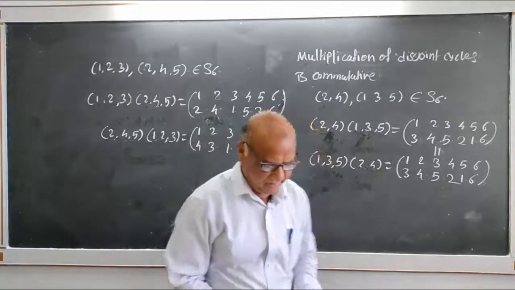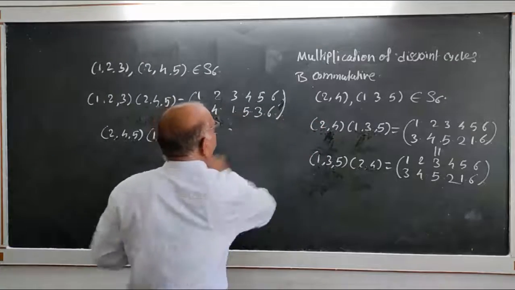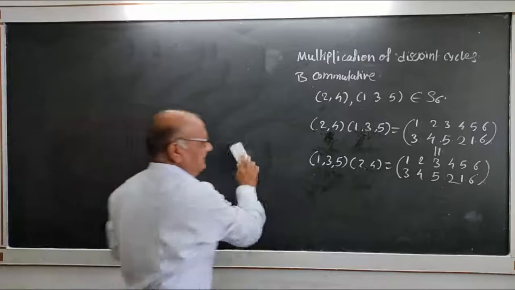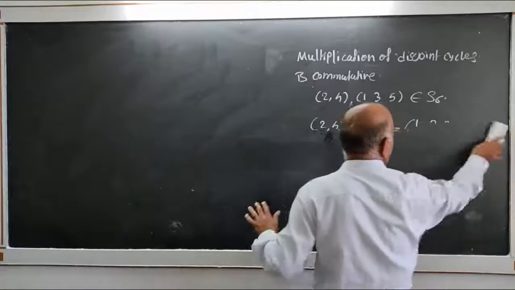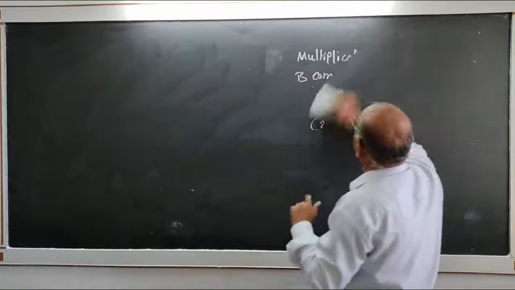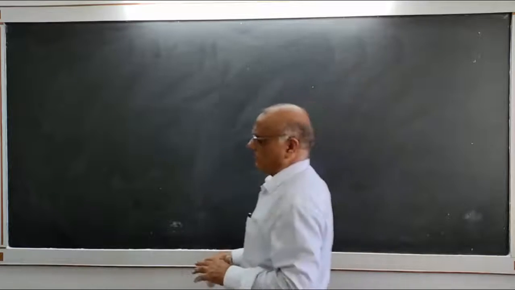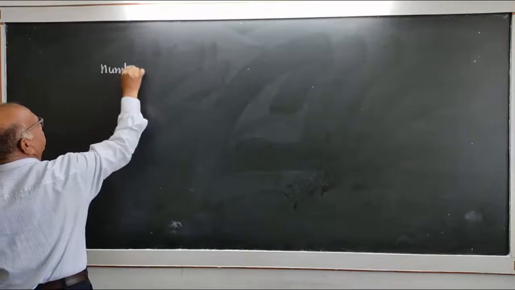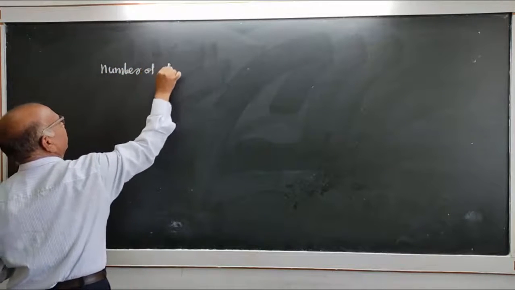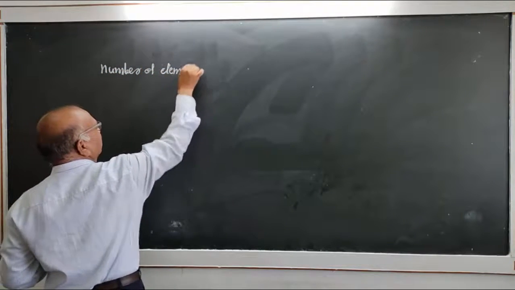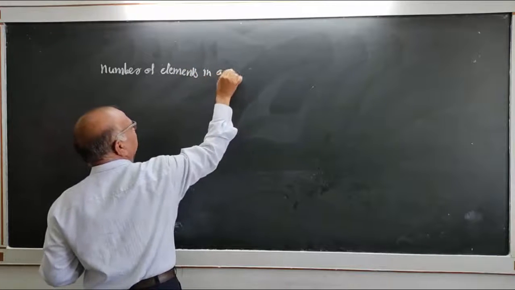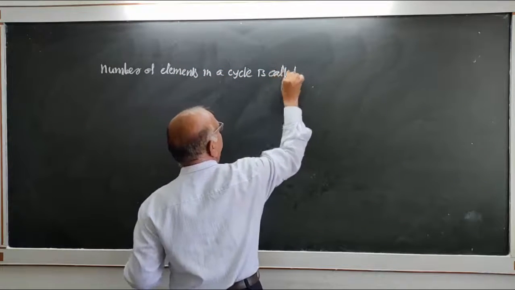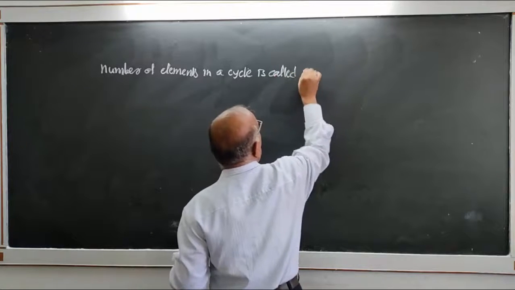Now, the next definition: the number of elements in a cycle is called the length of the cycle.